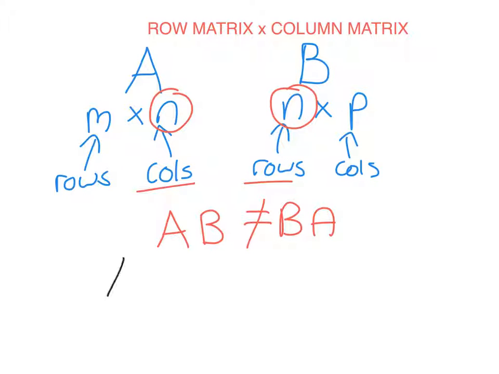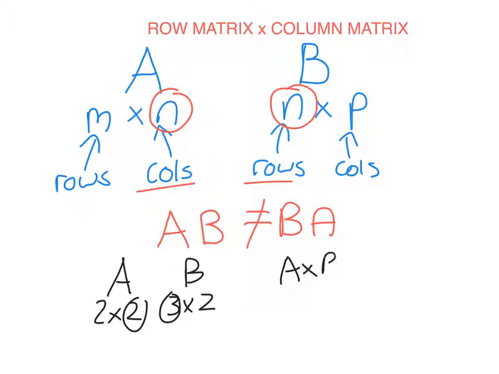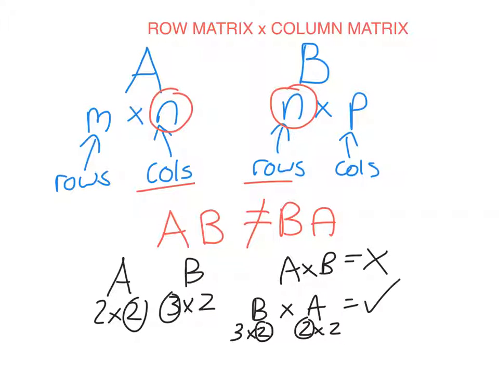As an example, if A is a 2 by 2 matrix and B is a 3 by 2 matrix, I can't multiply A and B. So A times B doesn't exist. But I can multiply B by A, because if I multiply B by A, 3 by 2 by a 2 by 2, these two numbers are equal and you can do it. So not only does the order of multiplication sometimes give you a different answer, but sometimes if you try to multiply in a certain order, you won't actually be able to do it.